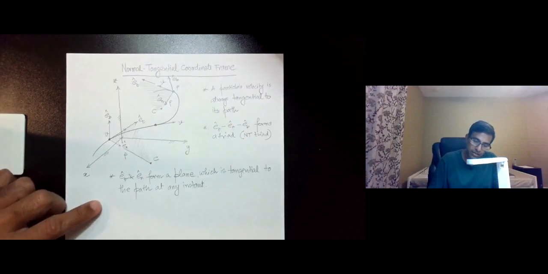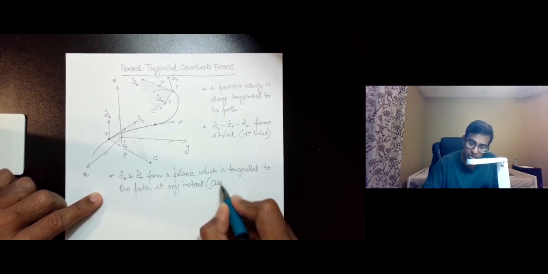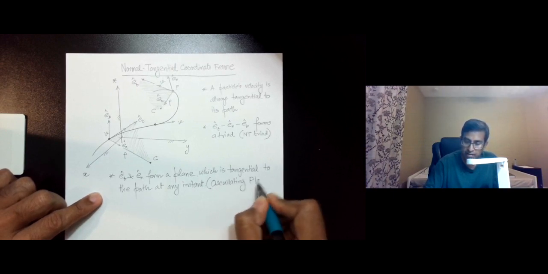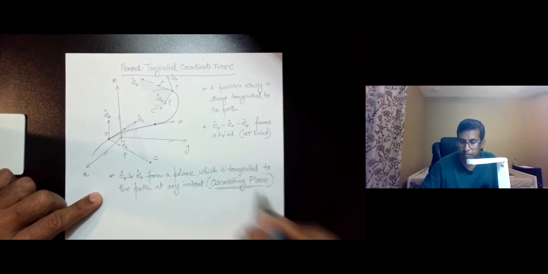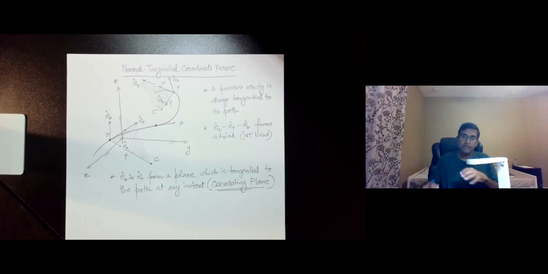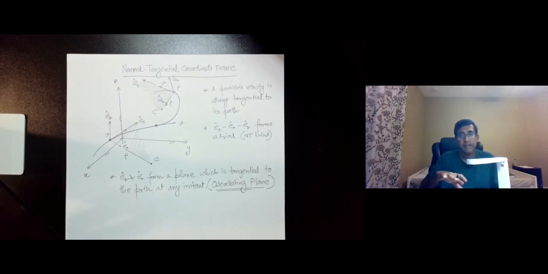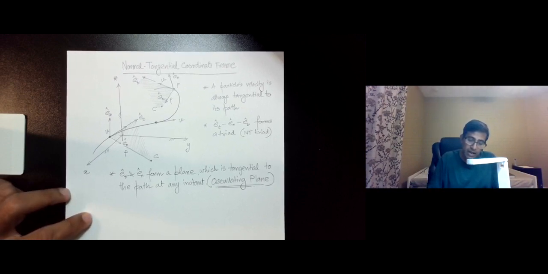Same thing happens over here. Now this plane is named the osculating plane. It changes orientation as it keeps itself tangential to the path at any instant.